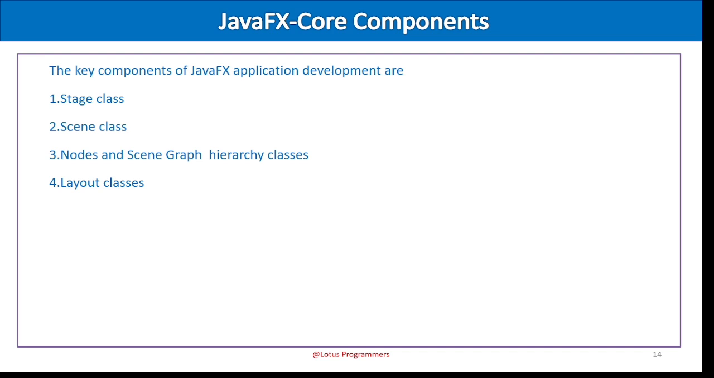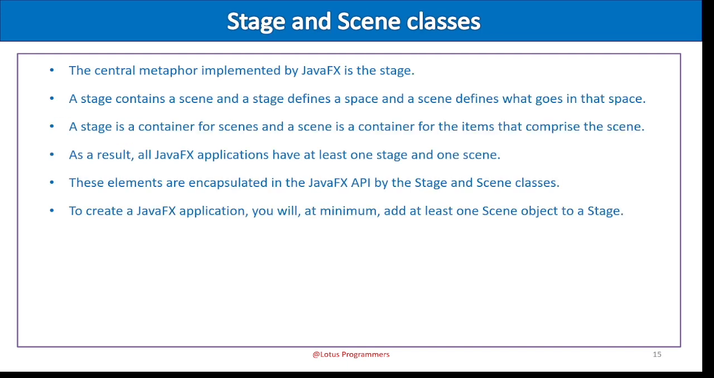The key components of a JavaFX application, likewise in the drama, are the stage class, scene class, node and scene graph, and layout classes. The first component is the stage class. The stage metaphor implemented in JavaFX is the stage class. A stage contains a scene; a stage defines a space, and a scene defines what goes on in the stage space. A stage is a top level container for all the scenes presented from a JavaFX application. So every JavaFX application contains at least one stage and one scene. To create a JavaFX application, the minimum required is one stage and one scene object.